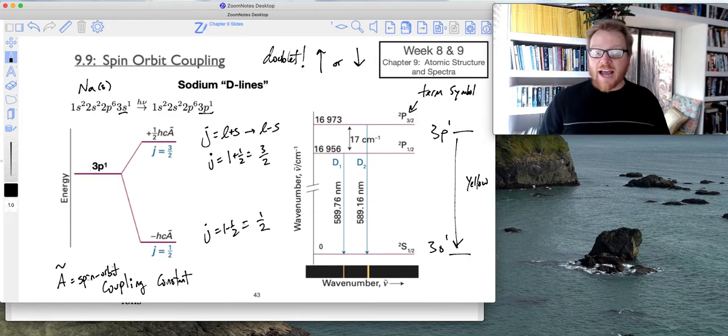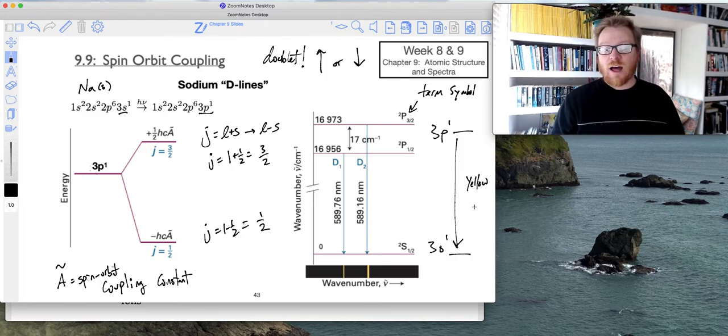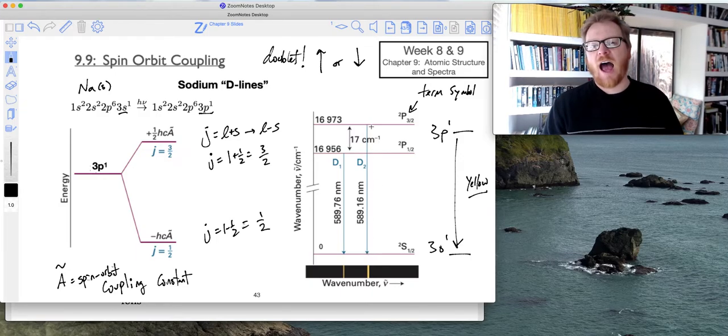And so what you would actually observe in that sodium yellow line, if you had a very fine monochromator or a very highly resolved detector, you would actually see that line as a doublet. There is actually two of those yellow lines occurring at 589.76 in the case of the low J state going back down to the ground state, and 589.16 in the case of the high J state going back down. And remember, because that's a smaller wavelength, it's a higher energy.